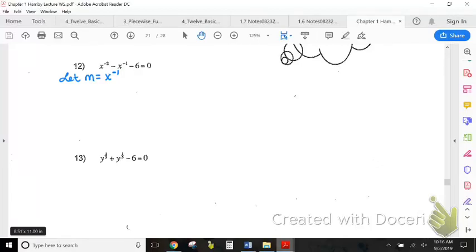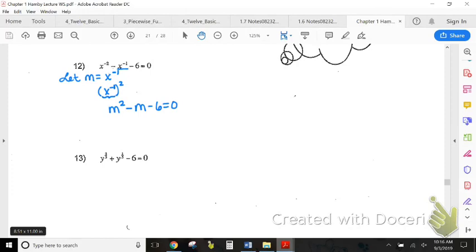All right, so this time we're going to let m equal x to the negative 1. So when I look at that first variable, we know x to the negative 2 is really x to the negative 1 raised to what exponent? A 2. And we know we said x to the negative 1 is what? So it's going to be m squared, good, minus, you said x to the negative 1 was m, minus 6 equals 0.